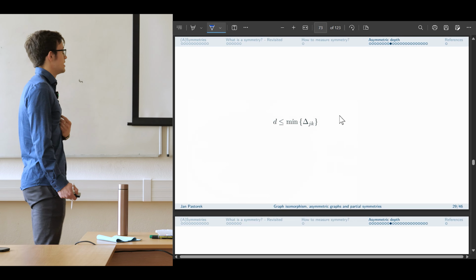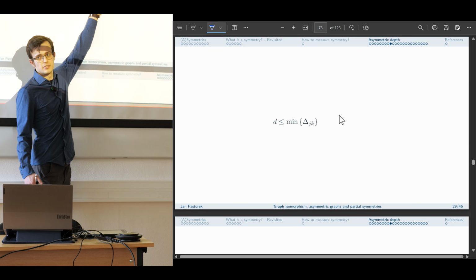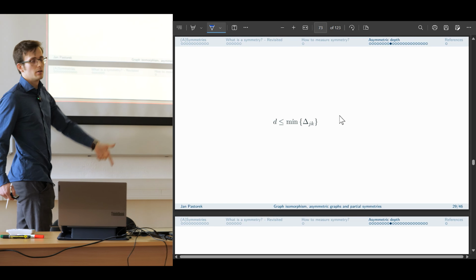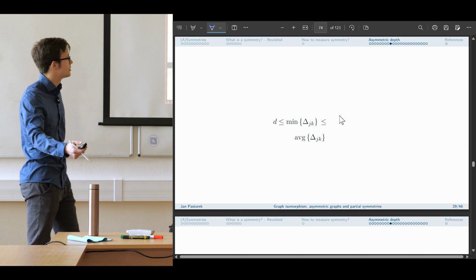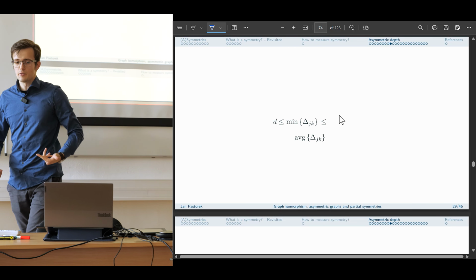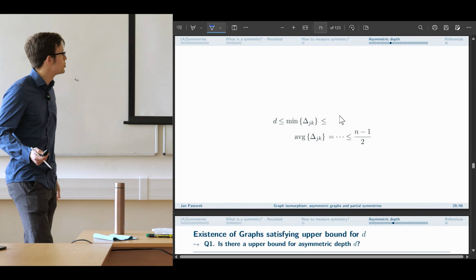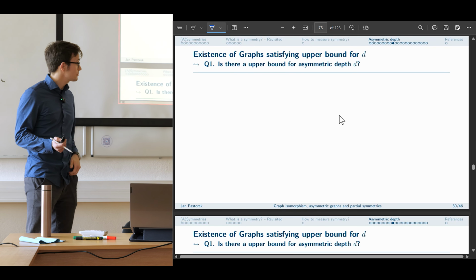All right, so then you just want to take the minimum over all pairs of vertices, right? Because that would be the highest upper bound that you can get out of this method. And this can be bounded above by the average, and you can work with the average, and after some computations, you will arrive at this upper bound.